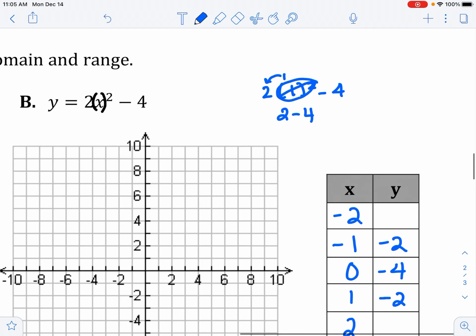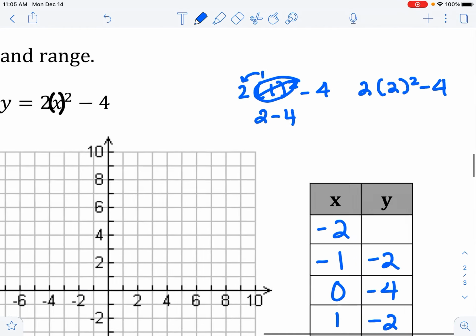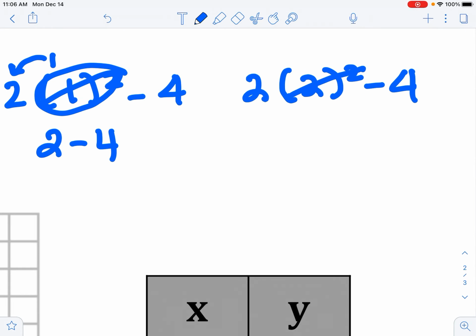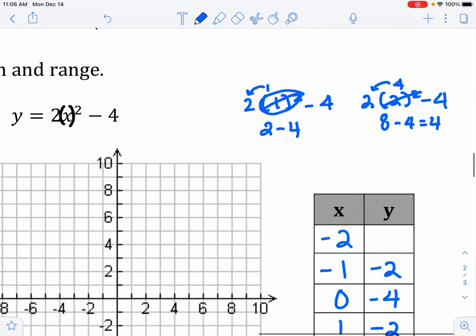Now I'm going to plug in 2. So I have 2 times, I'm plugging in 2, squaring it, and subtracting 4. Make sure you do your order of operations. Square your 2 first, which is 4. Multiply by 2, which is 8, and then subtract 4, and I get 4.